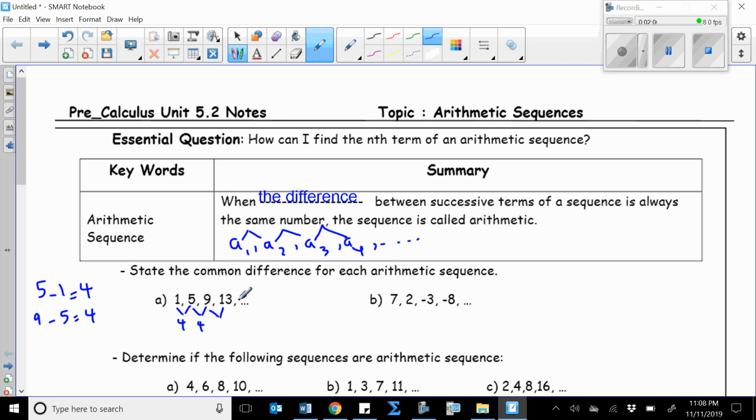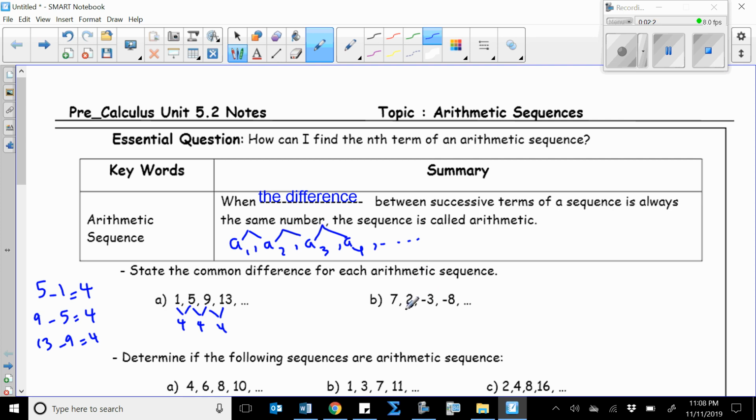Then 9 and 13. 13 minus 9 is equal to 4. So the difference between any two successive terms is always 4. That means this sequence is an arithmetic sequence. Let's look at the next one.